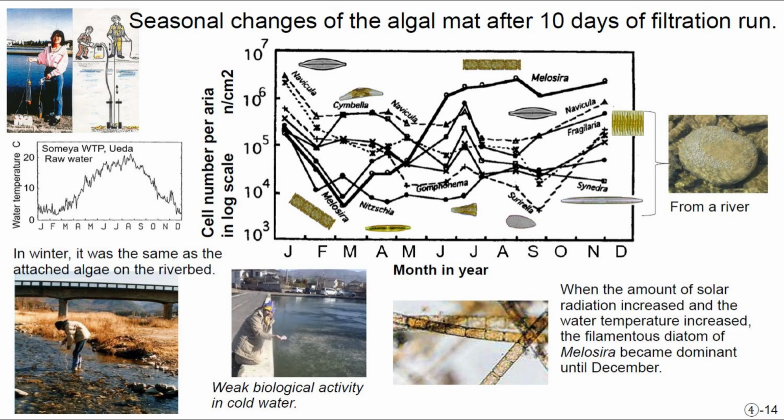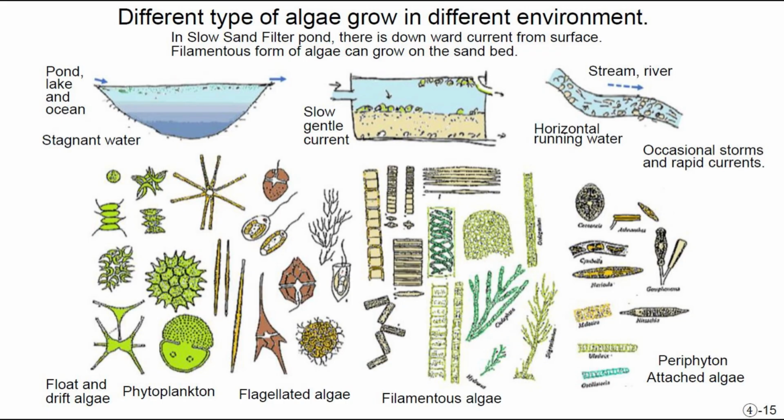We checked seasonal changes of algal mat. During the severe cold period, we found only periphyton on the sand surface. These periphytons grew on the riverbed, flowed into the filter pond and just accumulated on the sand surface. When solar radiation increased, filamentous algae grew on the sand surface. Different types of algae grow in different environments.